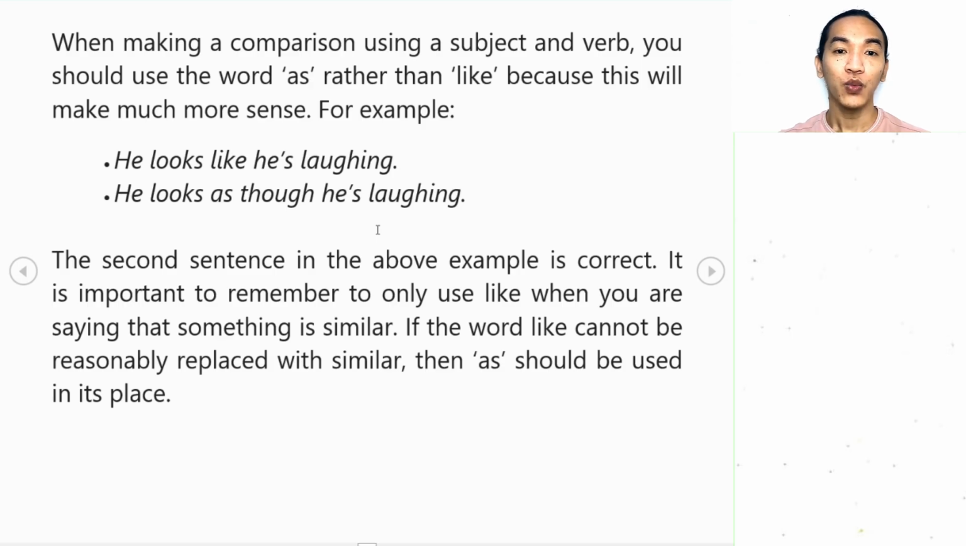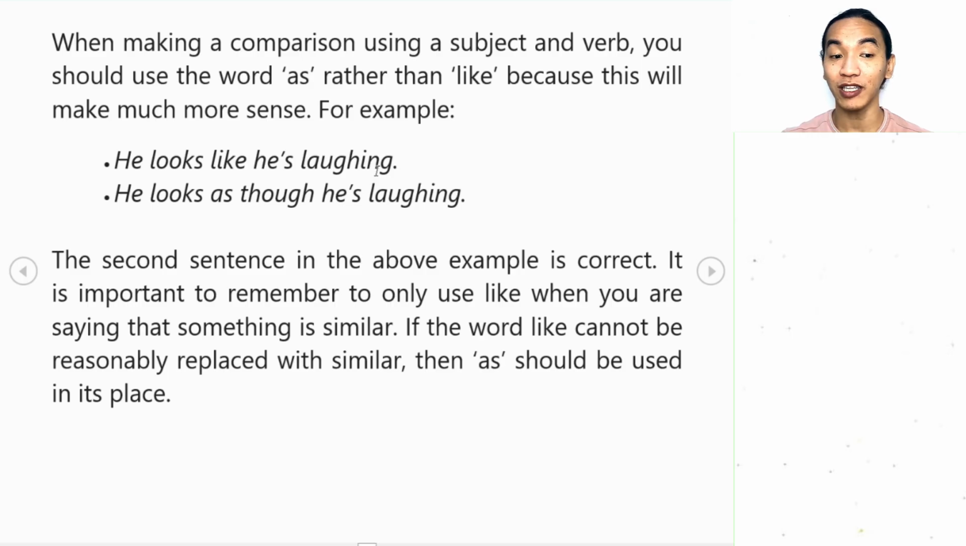Now, when making a comparison using a subject and a verb, instead of using the word like, you have to use the word as to make it make much more sense. Example: she looks like he's laughing. Instead of that, you can say, he looks as though he's laughing. So the second sentence above is correct.